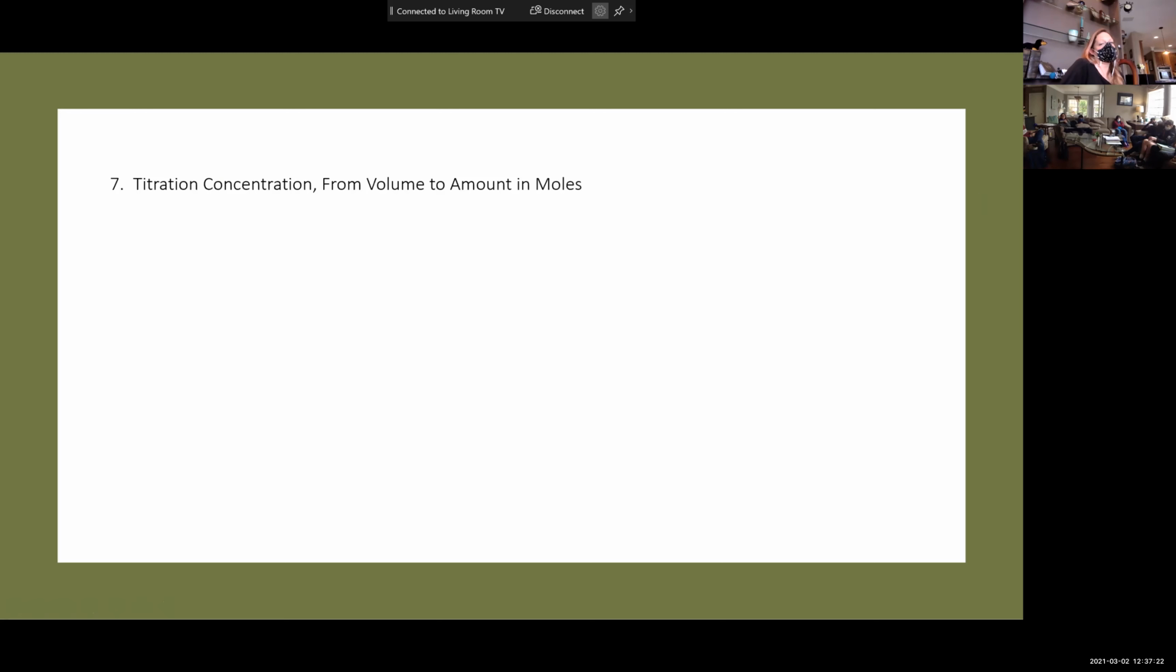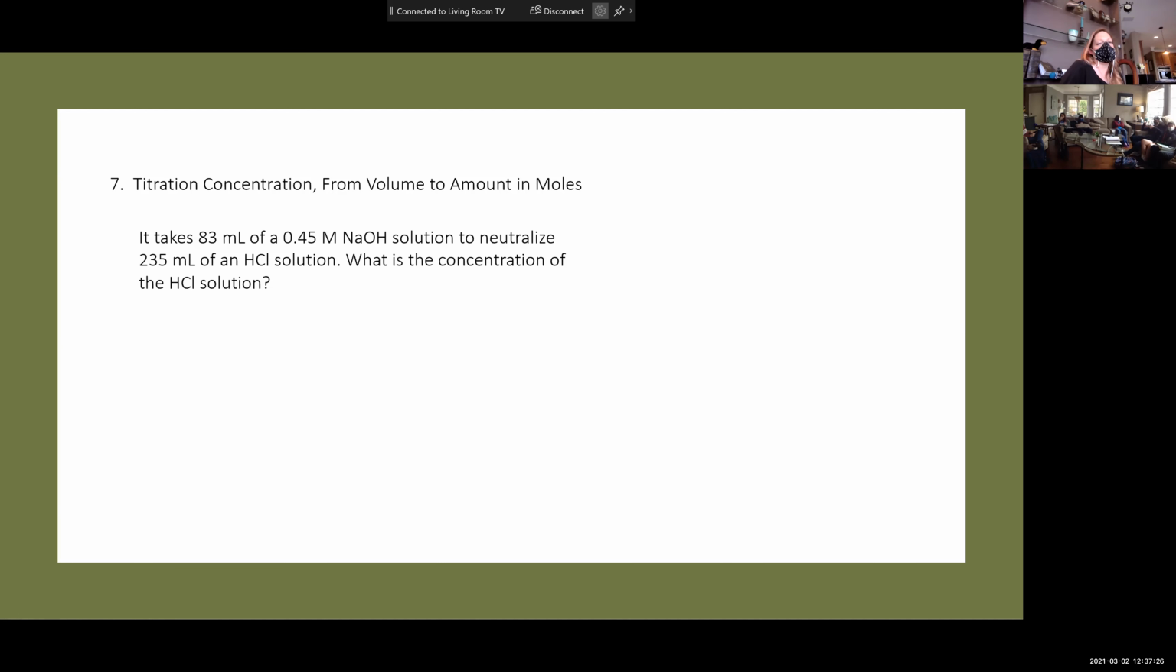So titration, concentration from volume to amount in moles. All right, so here is one of your, was this a homework question? I'm trying to remember. I think it might have been. Similar to the 83, yeah. Okay, so it takes 83 milliliters of 0.45 molar sodium hydroxide to neutralize 235 milliliters of hydrochloric acid solution. What's the concentration of the hydrochloric acid solution?